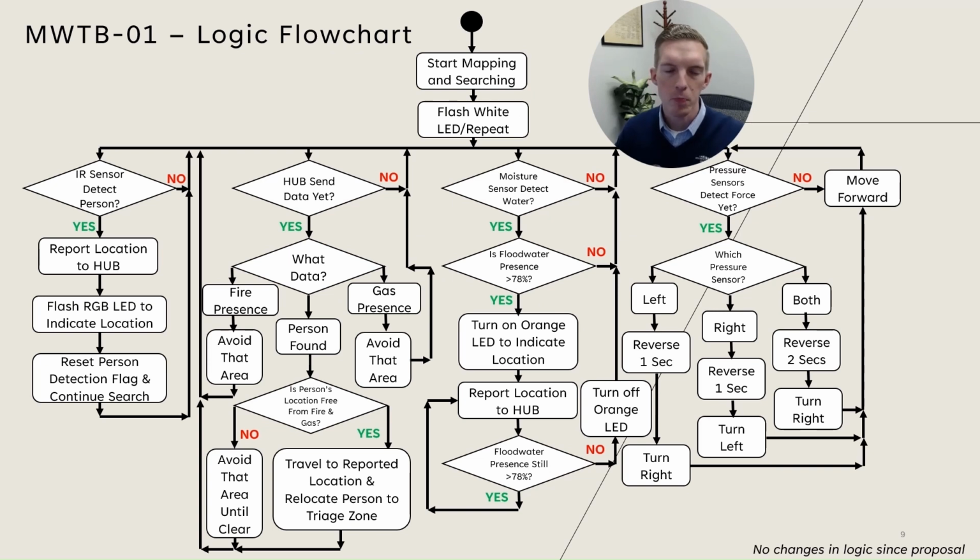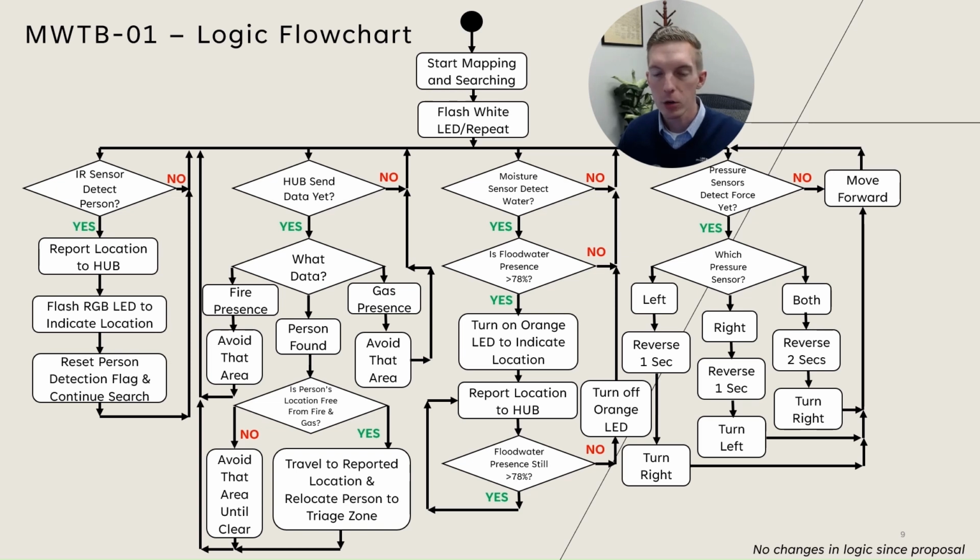We're detecting several things: people, water, and force. This is the navigation. If we hit something on the left, we're going to reverse and turn right. The opposite occurs if we hit something on the right. And if we hit something on both sensors, which would be a direct hit, we're going to reverse a little bit longer. Everything else is the same though.